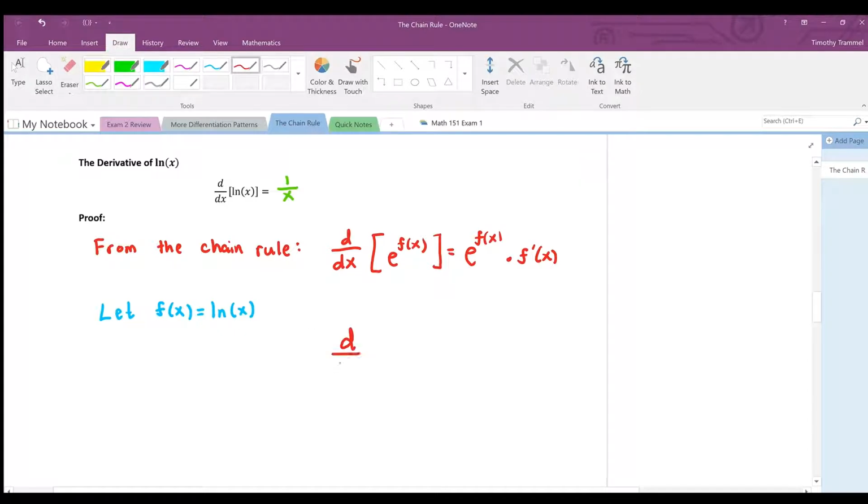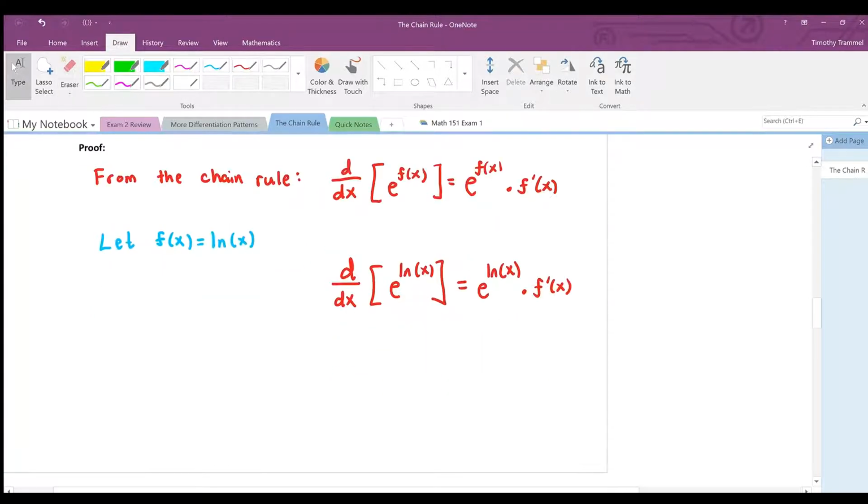d dx of, and actually I'll write this in here, e to the natural log of x, which is just going to be x here in a second, right? e to the natural log of x is just x. And then again, e to the f of x here is just e to the natural log of x. And we have this f prime of x here, which we don't know yet. Well, we kind of know it, but we're pretending like we don't know this yet, okay?